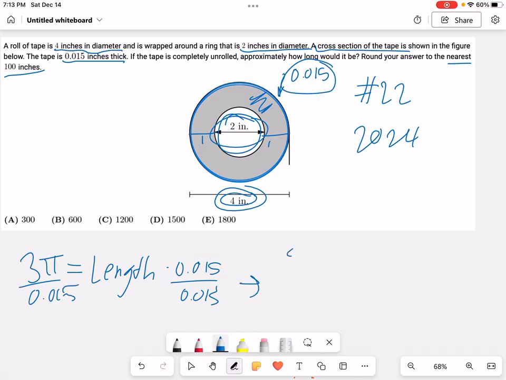Right, so we need to do 3 pi over 0.015. That's about 1 over 60. And we can approximate, right? Because it says nearest 100 inches, and the gaps between each inch choice are so large. And this is the same thing as saying 3 pi times 60, which is about 180 pi. And pi is about like 3.14-ish, right? So let's just think of it as 3. So 180 times 3, that's just going to be 540. And 540 is pretty close to 600, so that's going to be our answer for this problem.